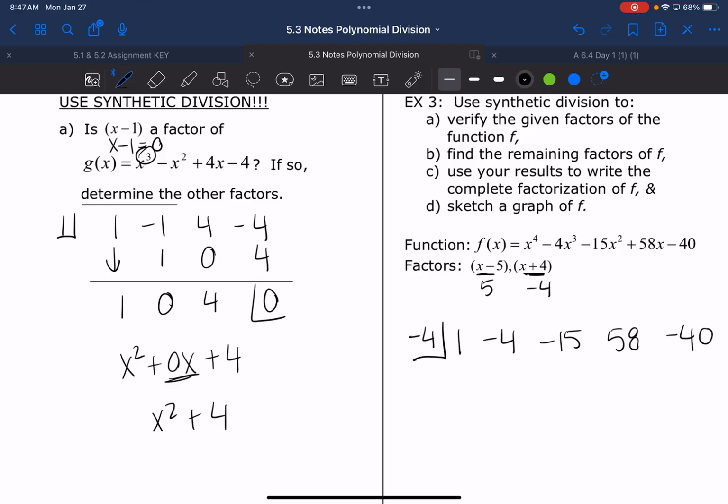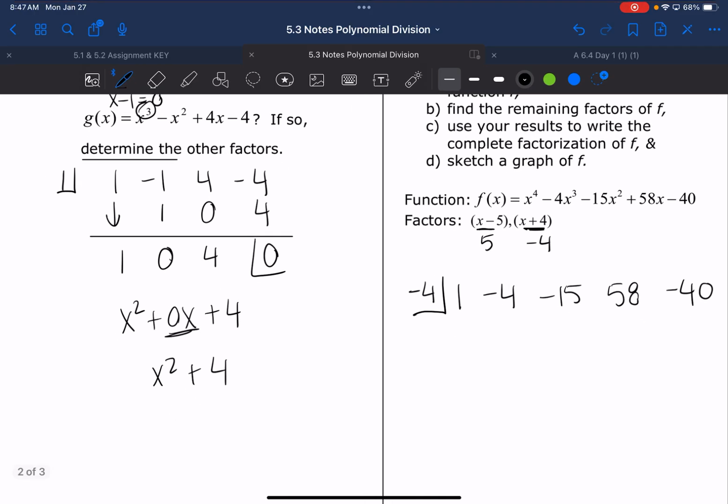Now we're going to check and see if it's a factor. If it is a factor, our remainder should be what? 0. So we bring down the 1. 1 times -4, and we add and we get, right? Negative 8 times negative 4, right? We add and we get 17. Okay, and then 17 times negative 4.